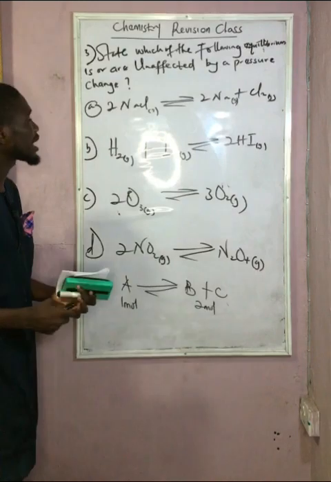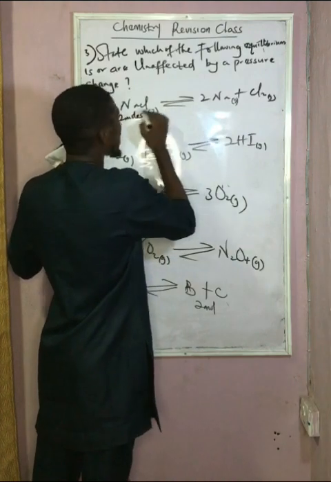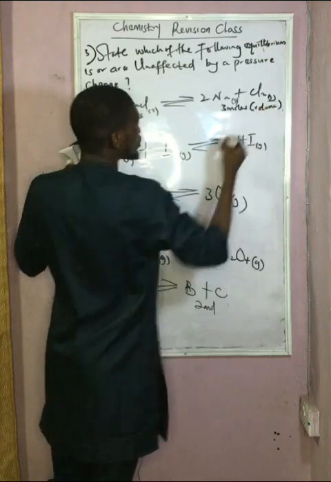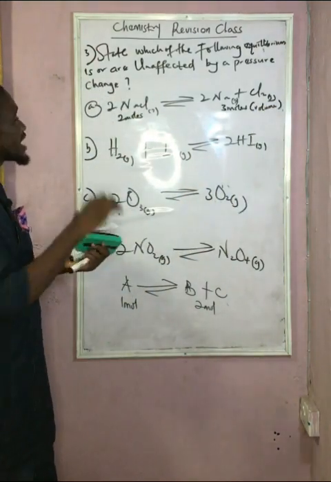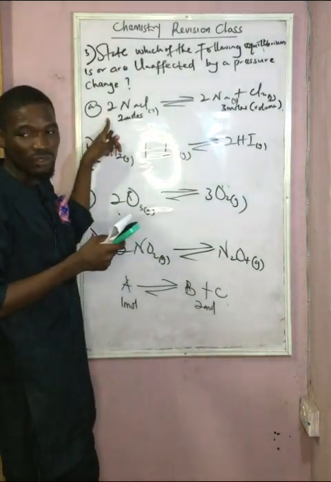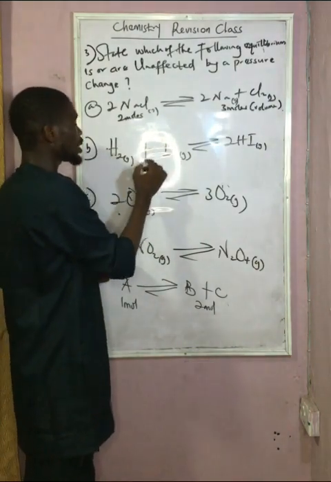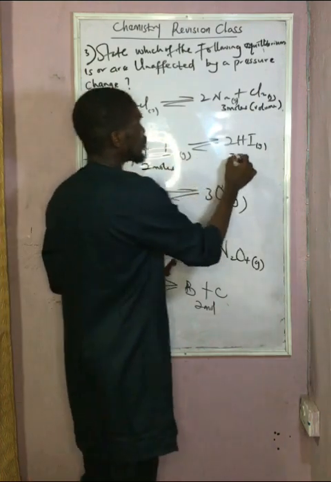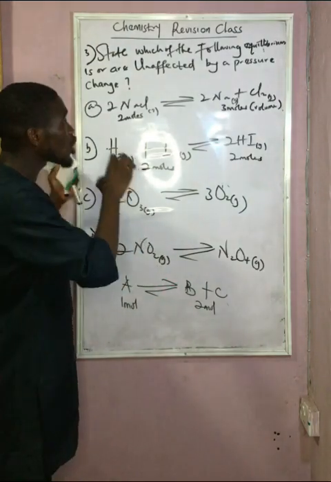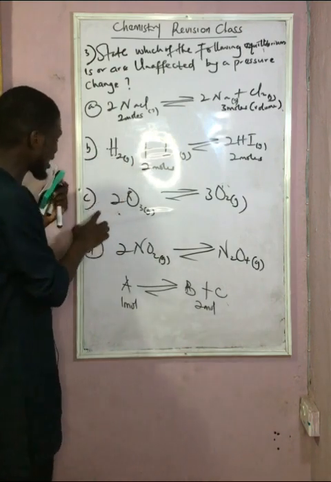So guys, when we look at this now, we have 2 moles here, and I also have 3 moles here, or we can also call it volume. So there is effect of pressure here because there is increase at the left hand side of the equation. So let's take a look at B. We have 1 mole here, 1 mole here, so we have 2 moles. We also have 2 moles here. So guys, it is unaffected by a pressure change. So I'm coming back to this B. So let's take a look at C and D.